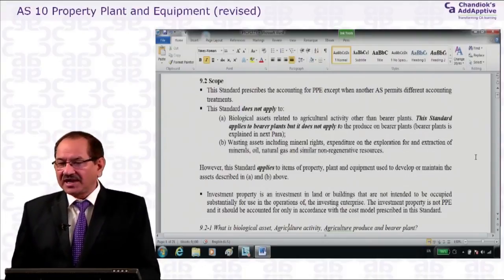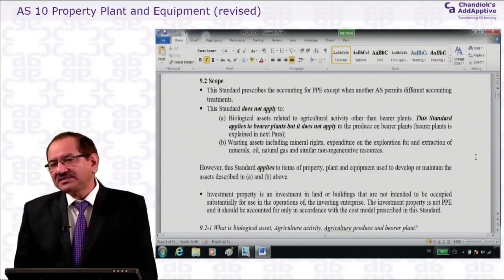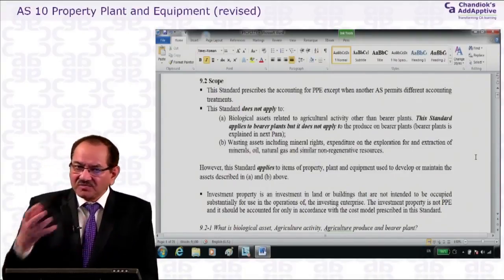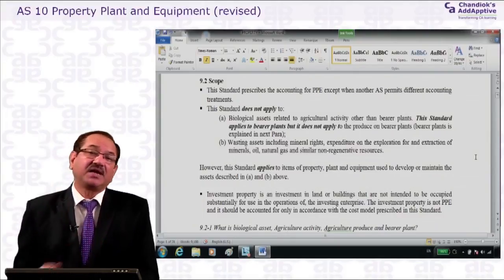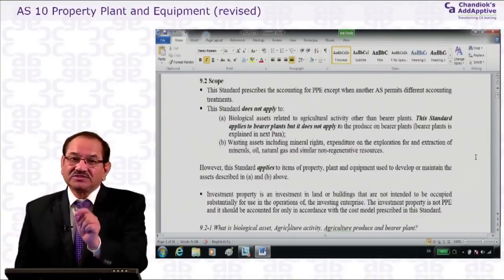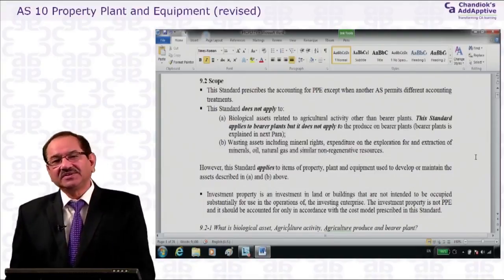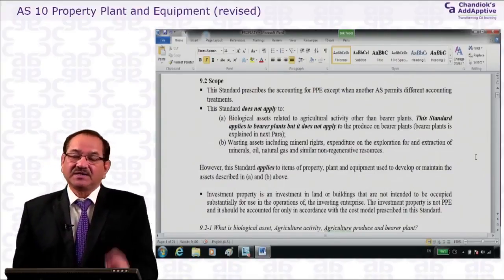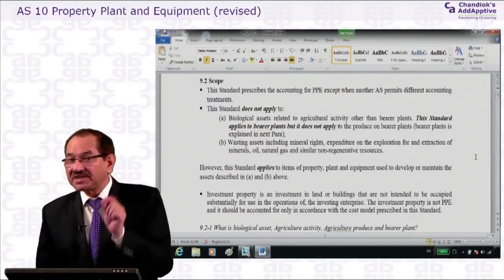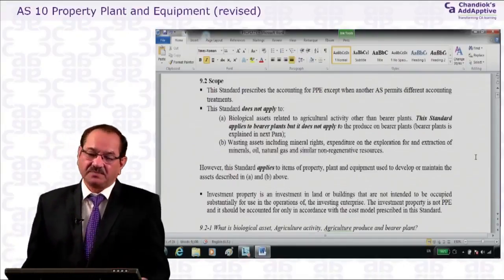Therefore, if you summarize it, you will find only one difference in the scope, and that difference is the bearer plant, which was not earlier included within fixed assets. Now it is a part of property, plant and equipment, and it means the accounting principles prescribed under AS 10 will apply to the bearer plant here.